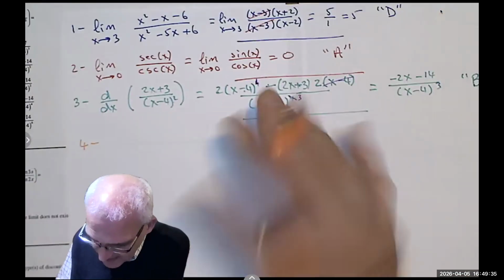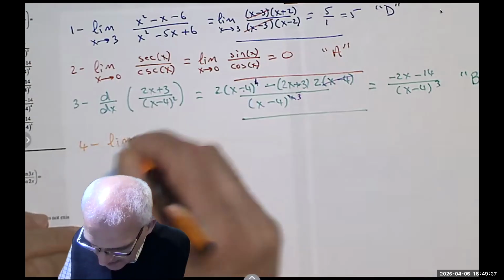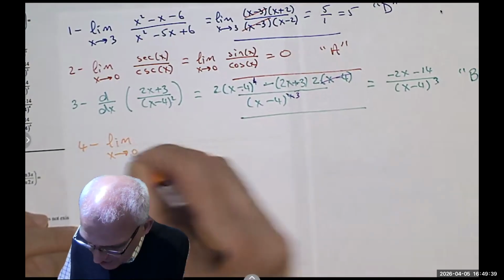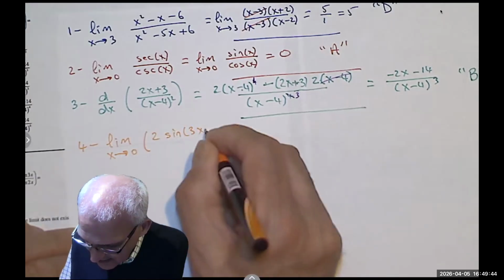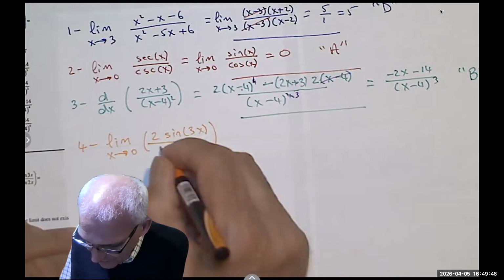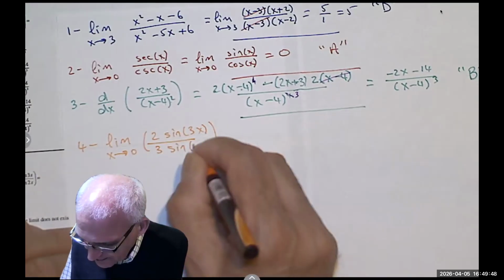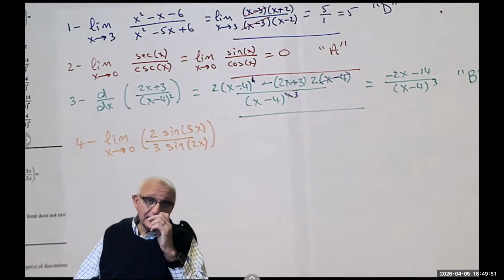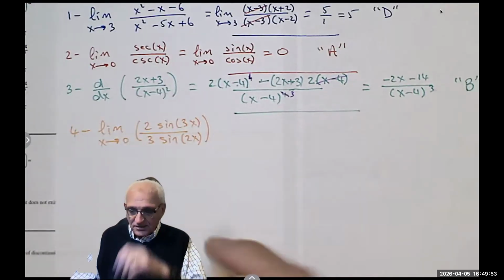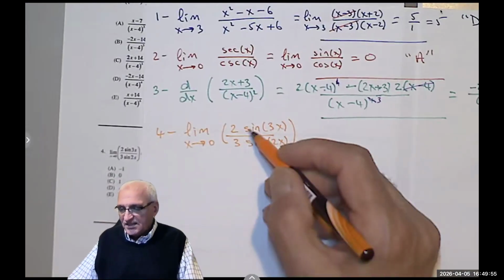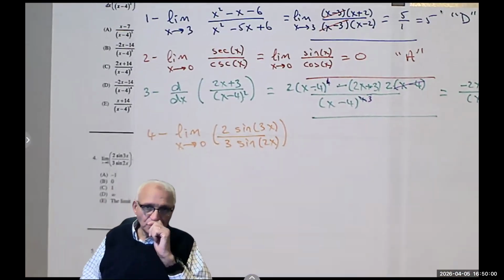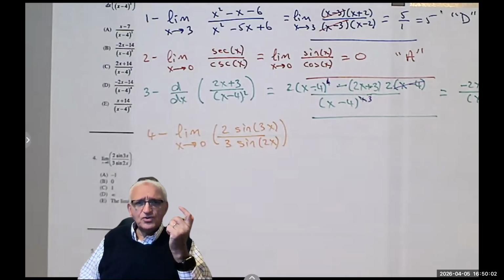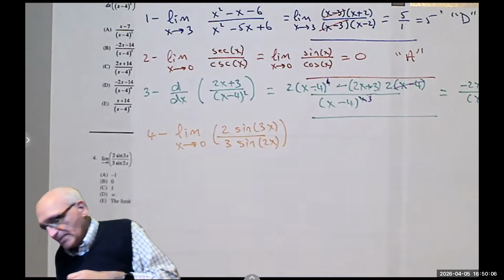Number 4, again, it's the limit as x approaches 0 of 2 sine 3x over 3 sine 2x. You should know that, since we are not showing the answer, the limit of sine of ax over sine of bx is a over b. And you say, well, how do I know that?